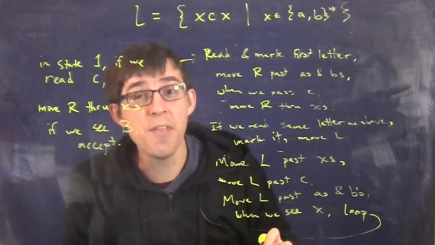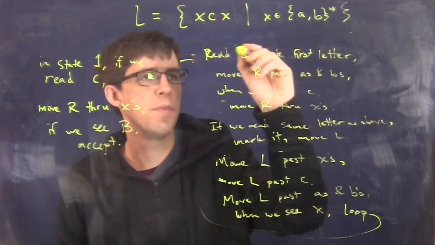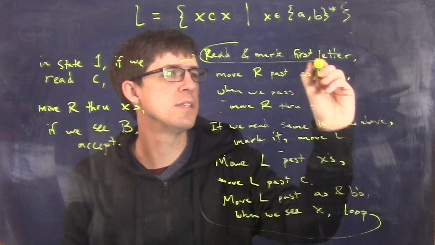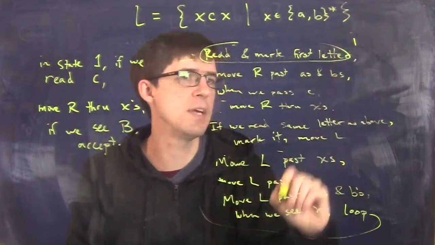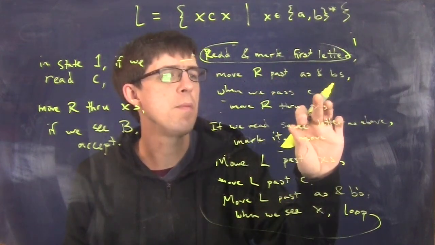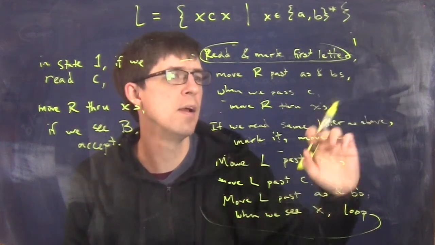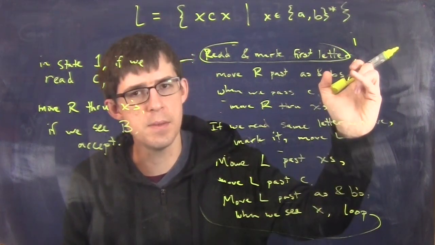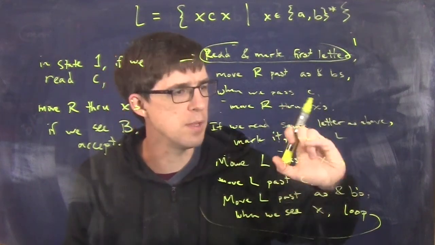All right, let's try to identify what our states are. We're going to read and mark the first letter, so that's actually the first state by itself. In this case, I had an A, I changed it to an X, so that's going to be state 1. And then we move to the right past any A's and B's, and when we pass the C, we move to the right through X's. So we actually need two separate states for that. One of them is trying to move through A's and B's repeatedly with a little looped edge. The other is trying to move through X's repeatedly with a little looped edge.